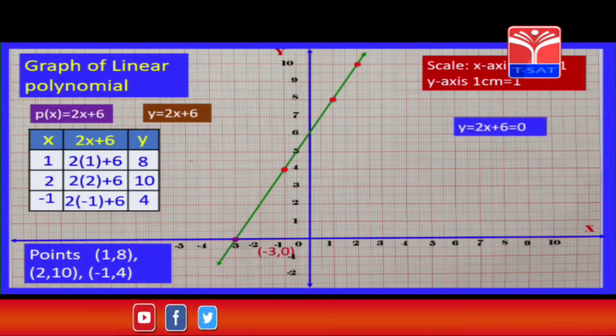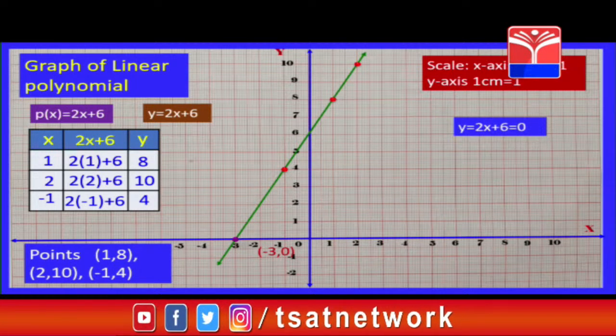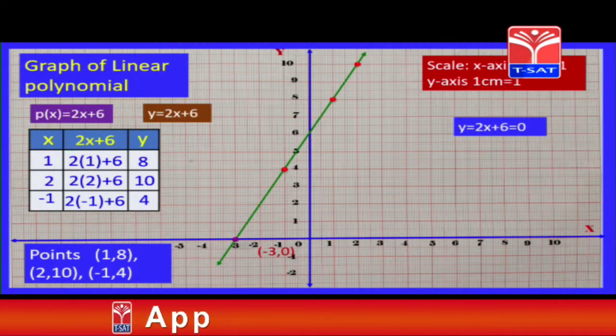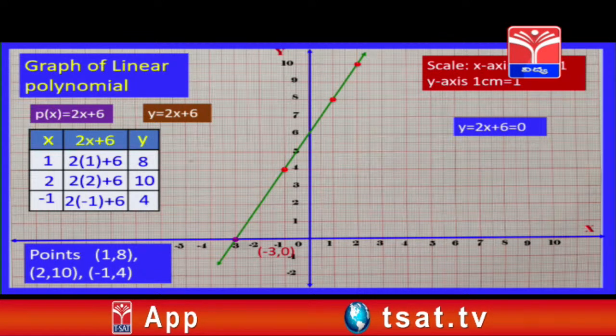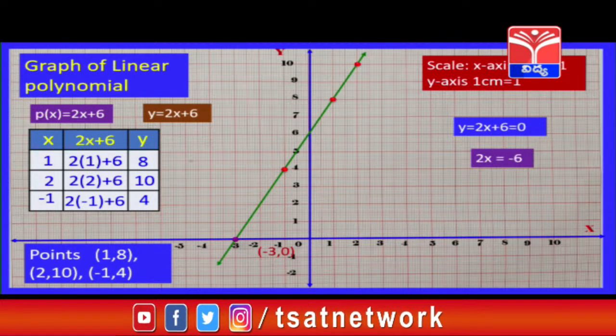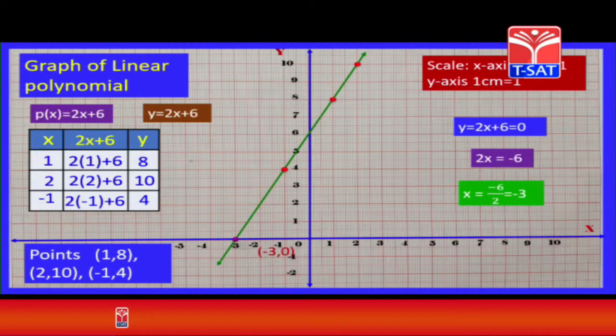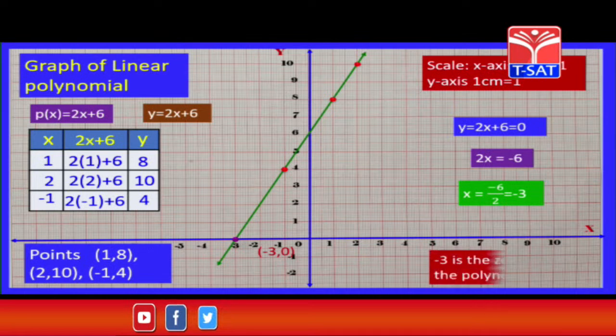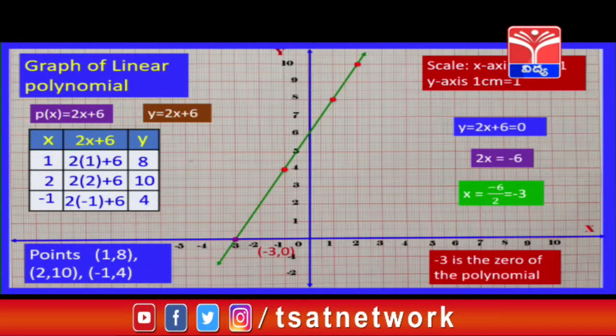Hence here, algebraically also you try to find the 0 of this linear polynomial. From this graph we obtained minus 3 as the 0. Let us check. 2x plus 6 is equal to 0. Try to transpose it. Send the 6 towards the right side. By transposing, it will be 2x is equal to minus 6 and now x is equal to minus 6 by 2, which is equal to minus 3. Okay children, see the 0 of the polynomial algebraically. Now minus 3 is the 0 of the polynomial.